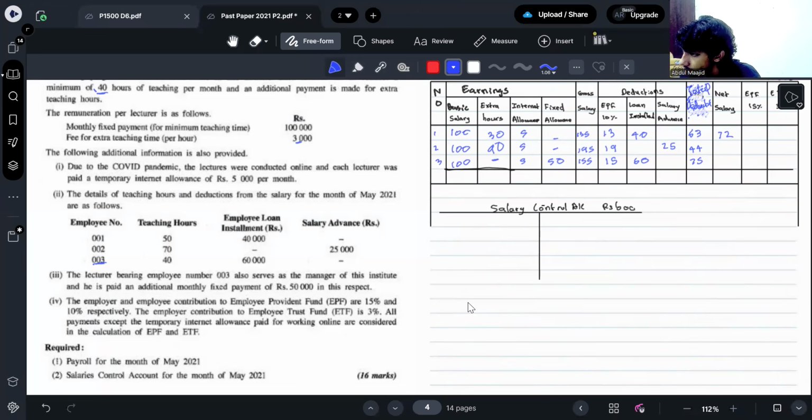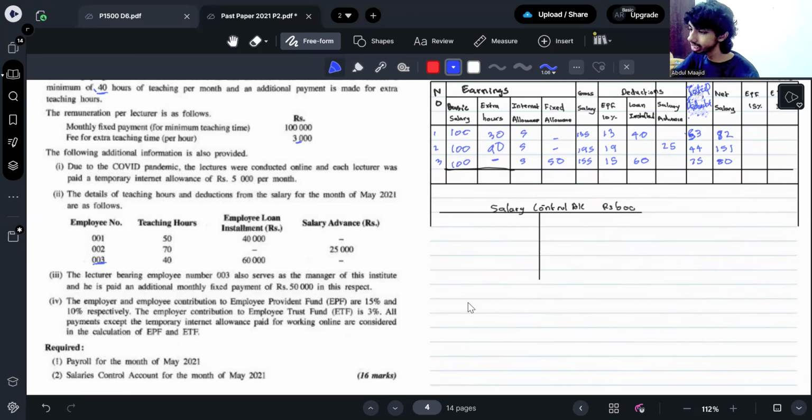Okay. 135 minus 63, 70. Wait, wait. 13 plus 40 gives you 53, not 63. Okay, sorry. So 135 minus 53, that is 82. Then 195 minus 44 gives you 151. 155 minus 75 gives you 80.